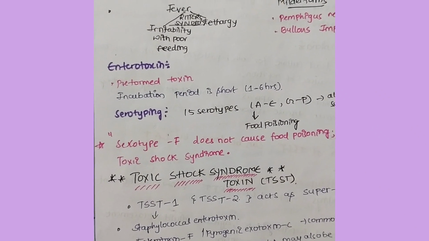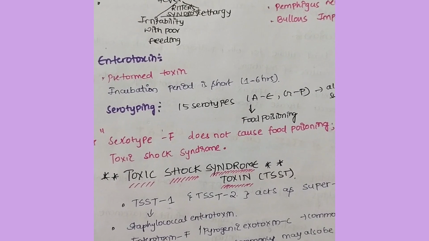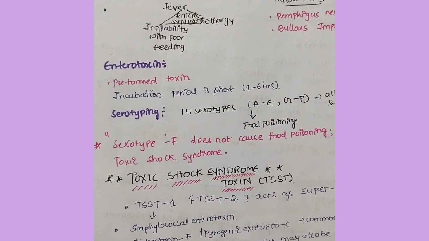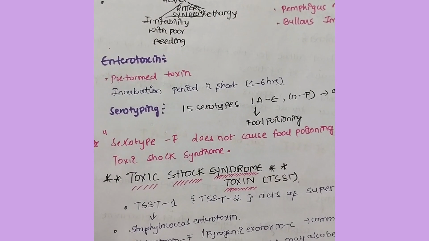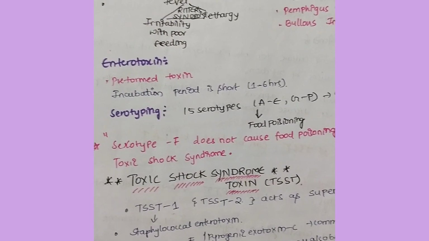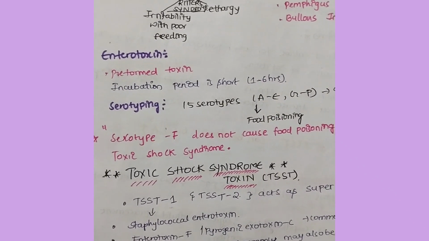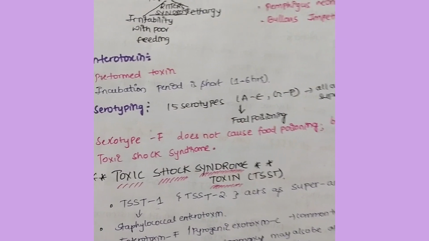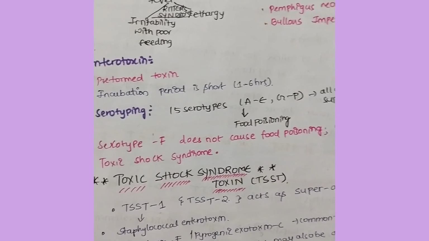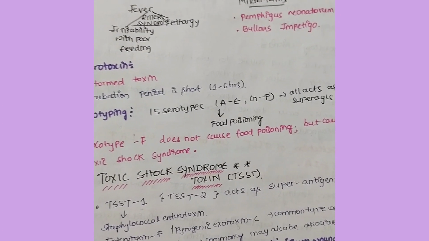Coming to enterotoxin, this is a preformed toxin, so the incubation period is short. Preformed toxin means it is already secreted outside, and we take it directly along with the food, and we get the infection. There are 15 serotypes, A to E and G to P.